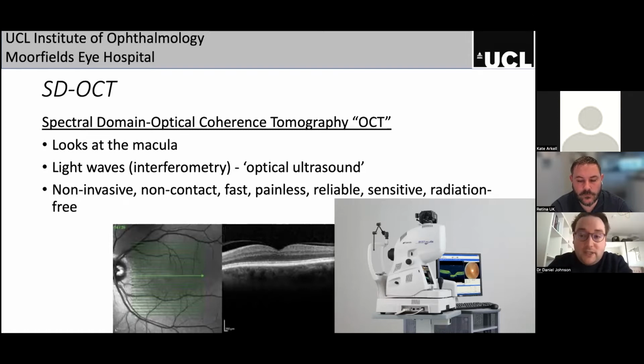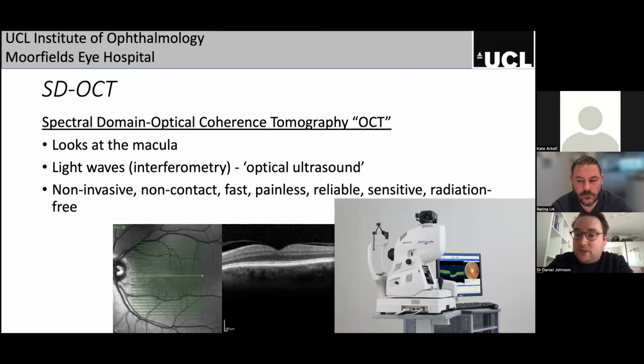It's non-contact, so nothing is touching your eye. It is fast, obviously painless, reliable, sensitive. There's no radiation involved here at all. So obviously this is why the eye is such a useful organ really, because it is optically clear.